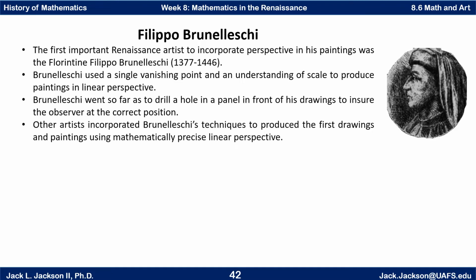The first important Renaissance artist to incorporate perspective in his paintings was the Florentine Filippo Brunelleschi. He lived from 1377 to 1446. He used a single vanishing point and an understanding of scale to produce paintings in a linear perspective. He went so far as to drill a hole in a panel in the front of his drawings to ensure that the observer stood at the correct position to give the correct visual effect. Other artists incorporated his techniques to produce the first drawings and paintings that use mathematically precise linear perspective.